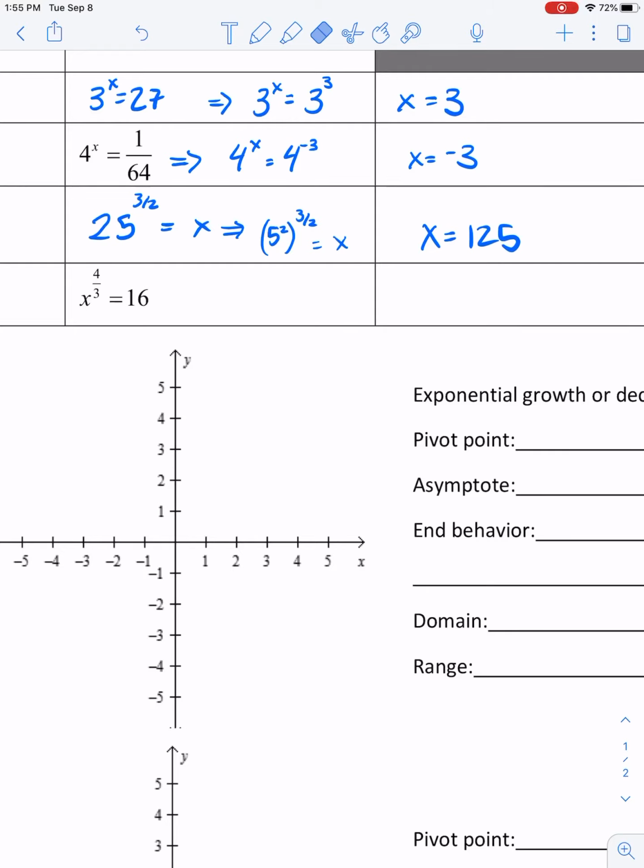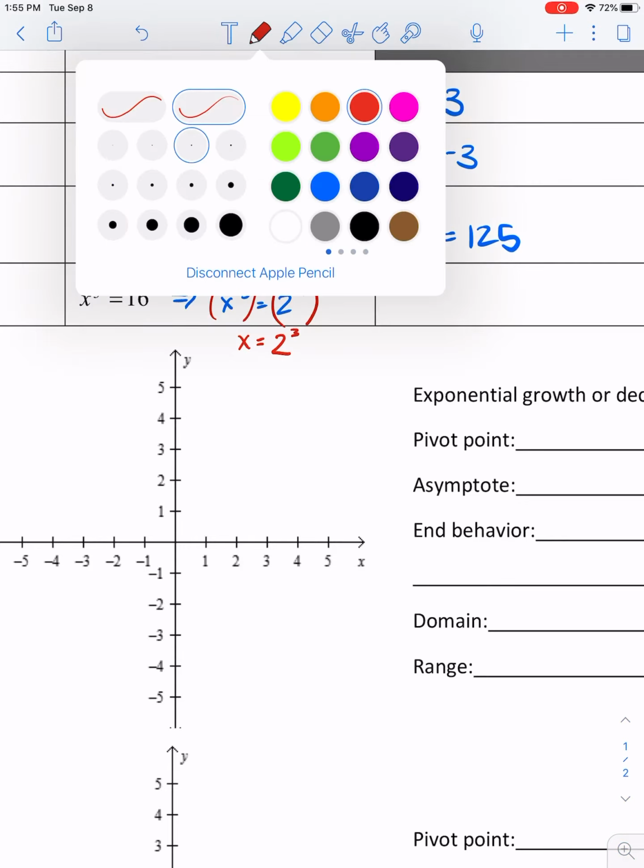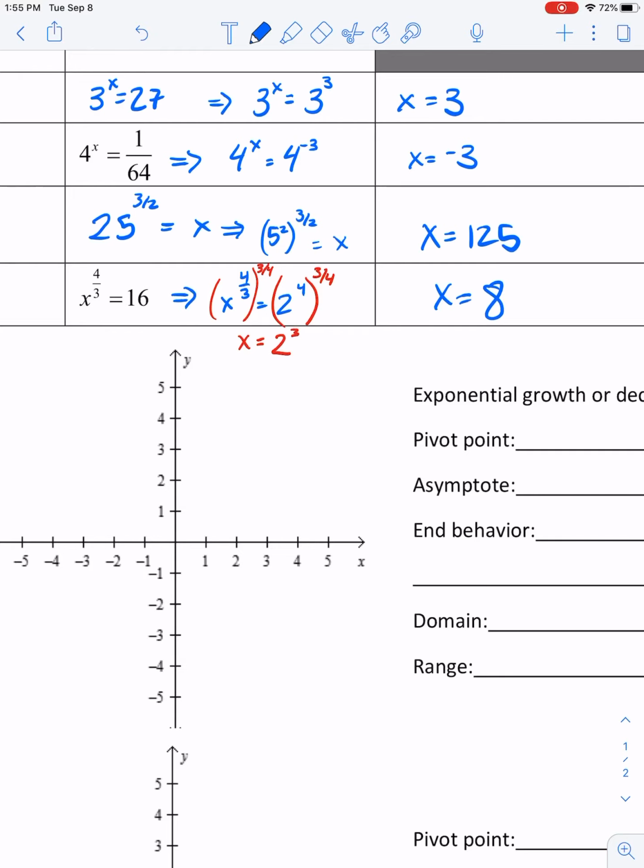What I might say is I might recognize that this x to the 4/3 would be equal to, well, 16 is 2, so 2 to the first is 2, 2 to the second is 4, to the third is 8, to the fourth is 16. So this is 2 to the fourth. Now I can raise both things to the same power. I want to raise it to the 3/4 power, so that 4/3 times 3/4 gives me 1. If I do it to one side, I have to do it to the other. This would give me x is equal to 2 to the third, which is therefore x is equal to 8.